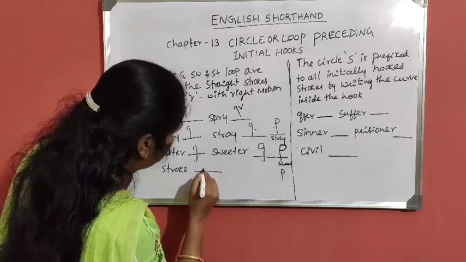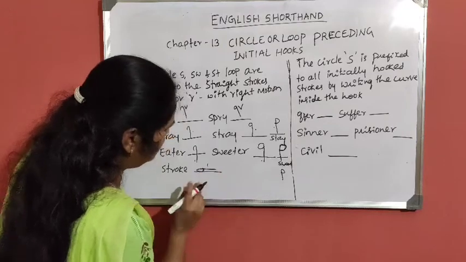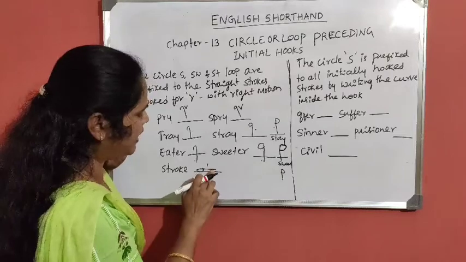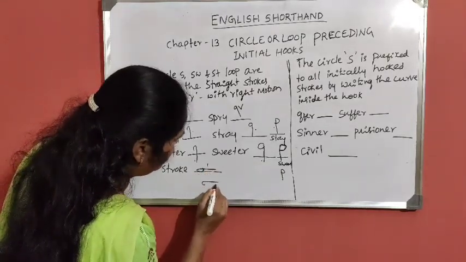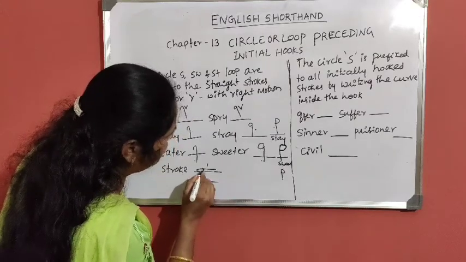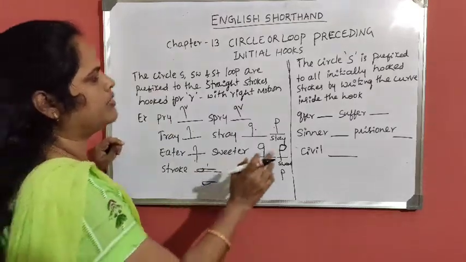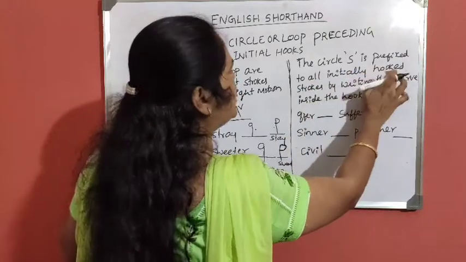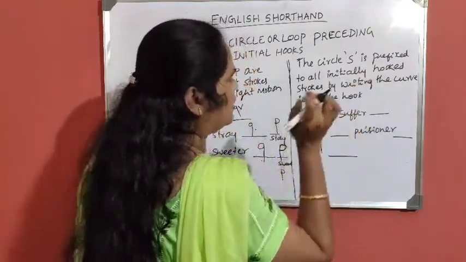Okay, stroke. Like this. ST loop plus R hook, then K. Stroke. This is the R hook plus ST loop. ST loop I attach to the hook. So it is stroke. Next we will see the circle S is prefixed to all initially hooked strokes by writing the curve inside the hook.